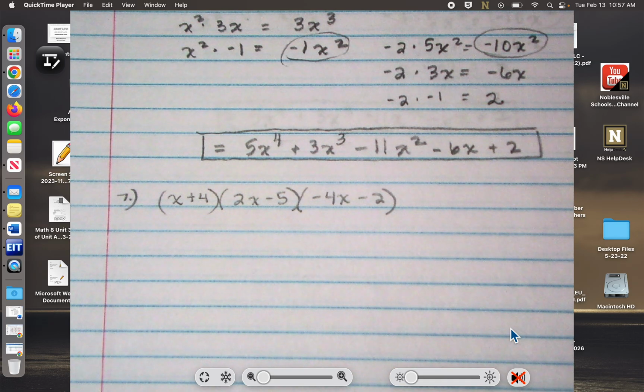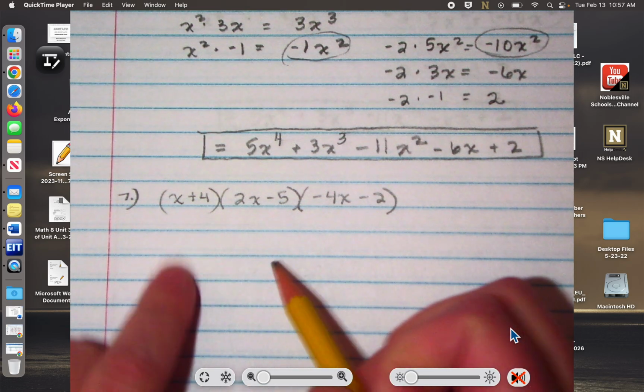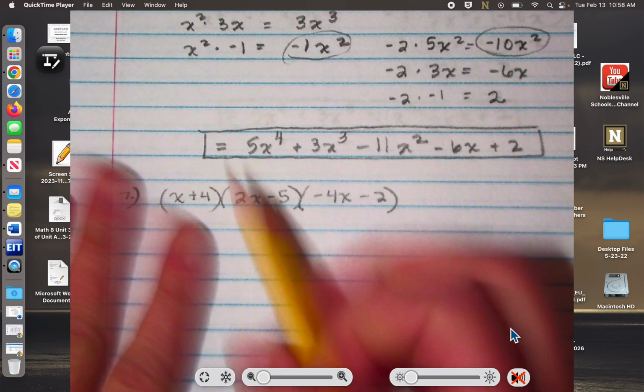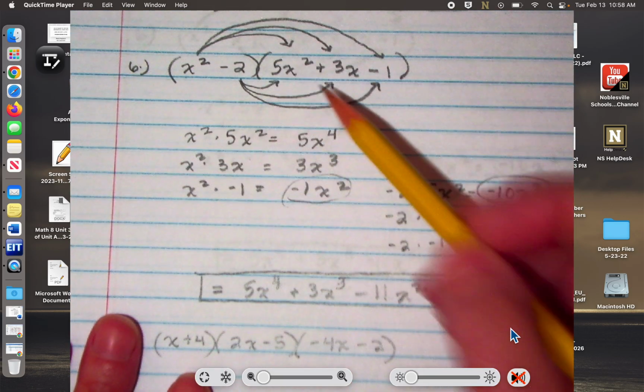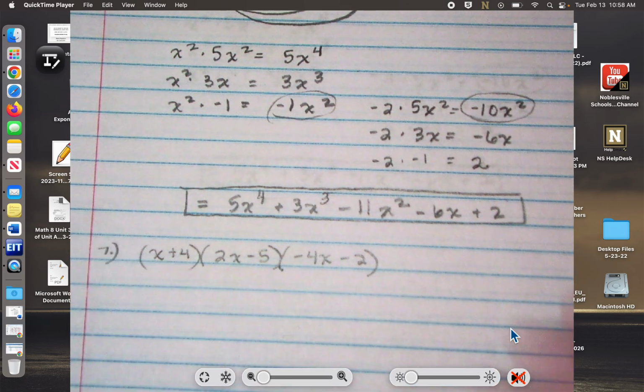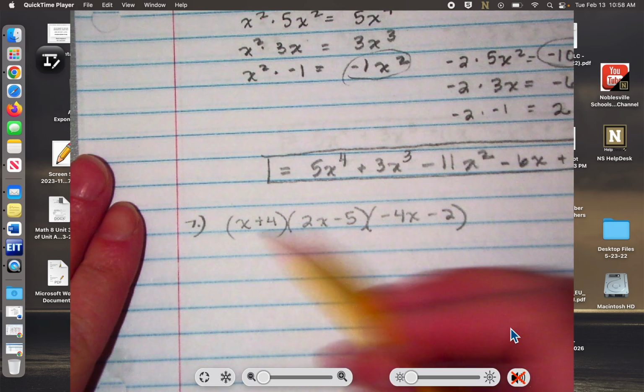You FOIL the first 2, and you FOIL the second 2, and FOIL the first and the third. There is something we can do a little less complicated than that. So what I would do is I would FOIL the first 2, right? Because this is 2 times 2. And then I would use the above and below because I'm going to end up with a trinomial and another binomial, right? So I'm going to go ahead and FOIL these, right?